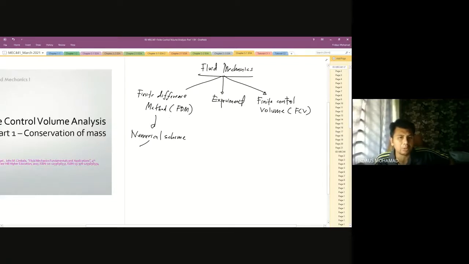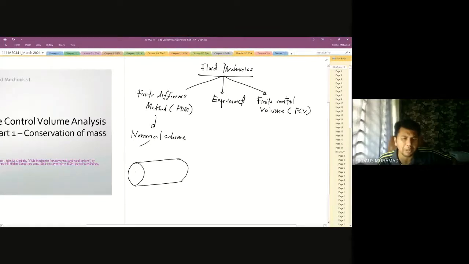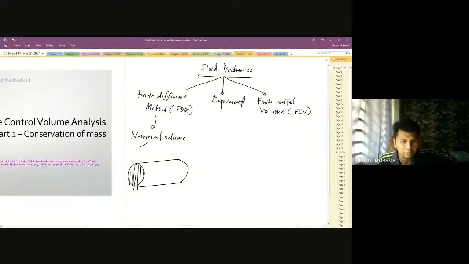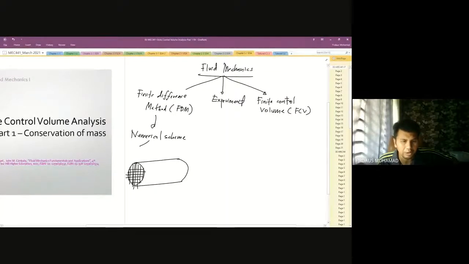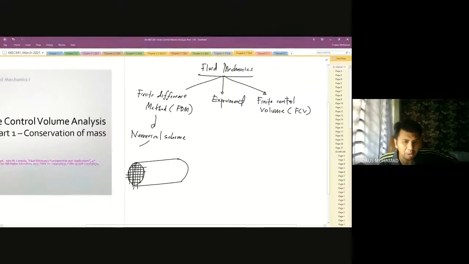So what is finite difference method? Let's say you want to solve this problem, you want to analyze what happened inside this pipe. Then you need to discretize. So this is discretized based on a grid. Setiap ni akan ada point. So we need to solve all the points or all the nodes based on the finite difference method.